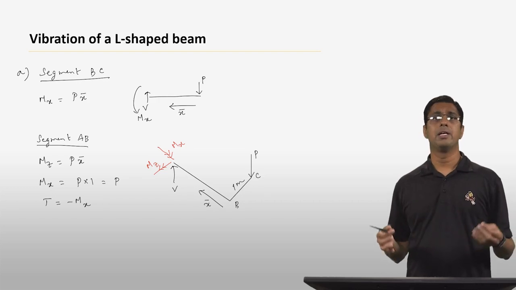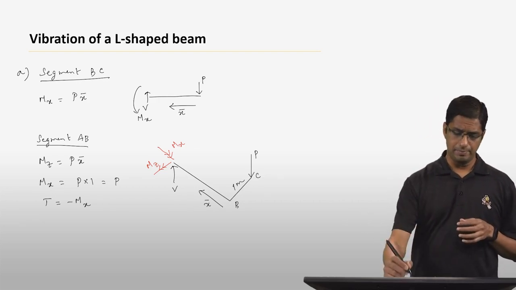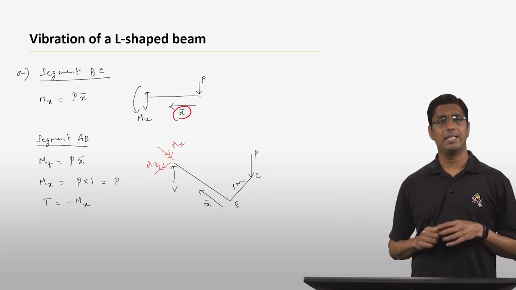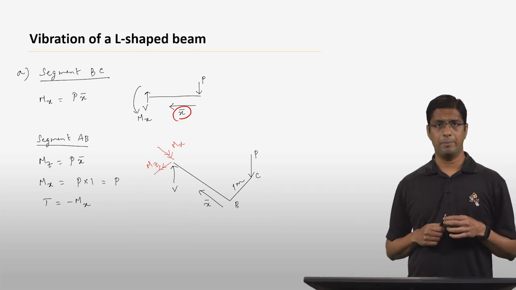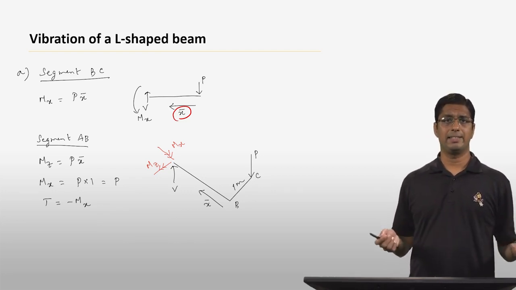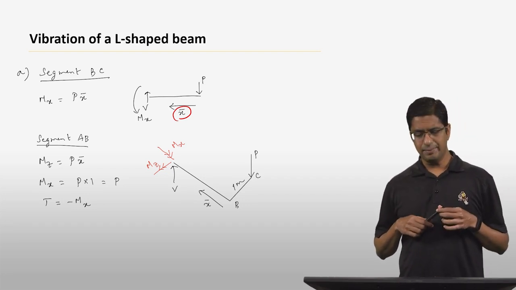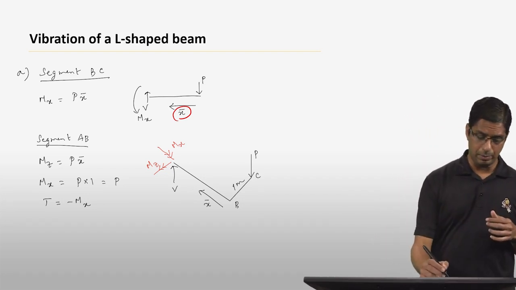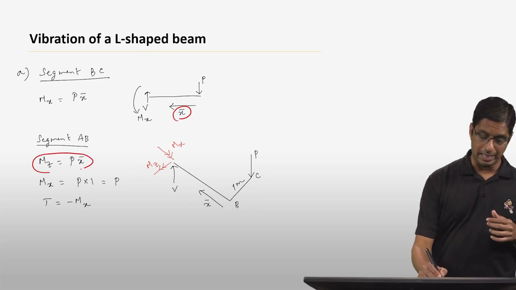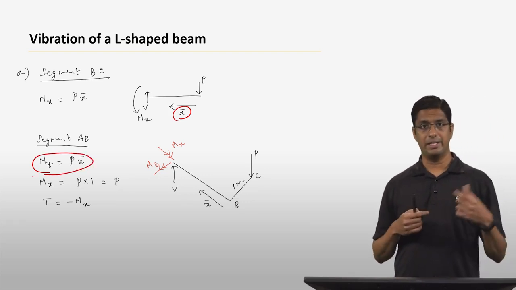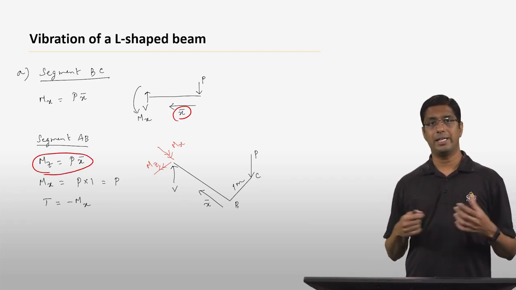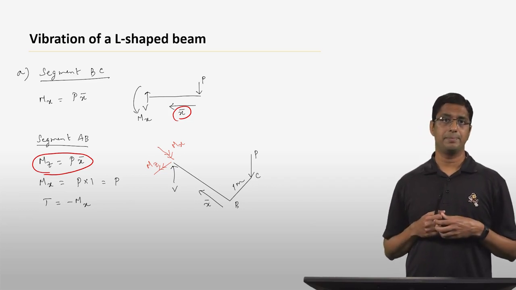We again use some kind of a local coordinate x bar, and we can say that Mx, which is going to be the bending moment in segment BC, is nothing but P times x bar. In segment AB, the bending moment is going to be Mz because it is oriented in a different direction, and that is going to be nothing but P times x bar.